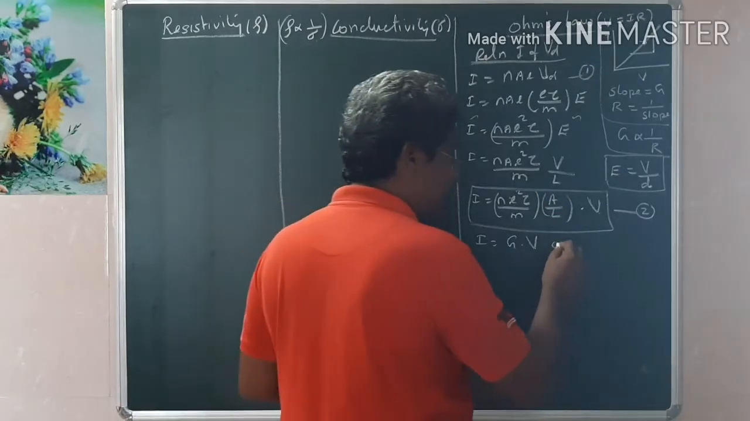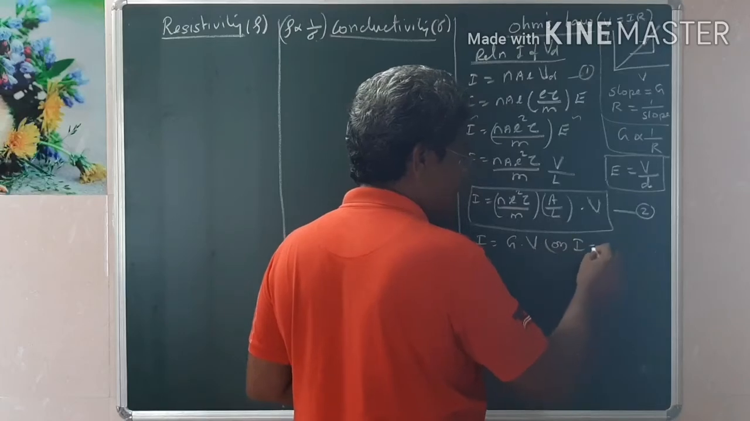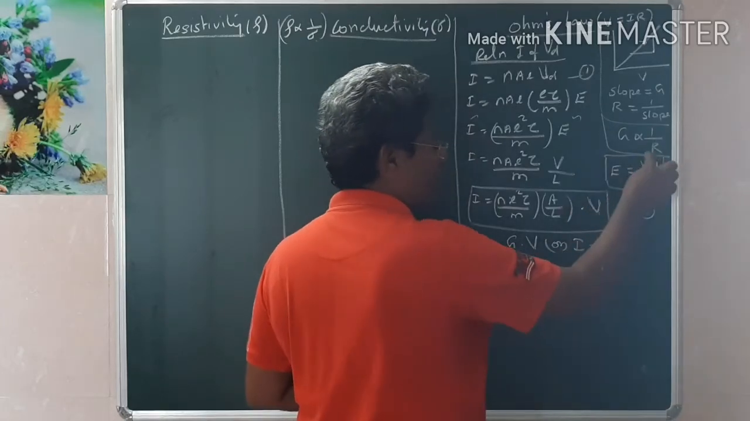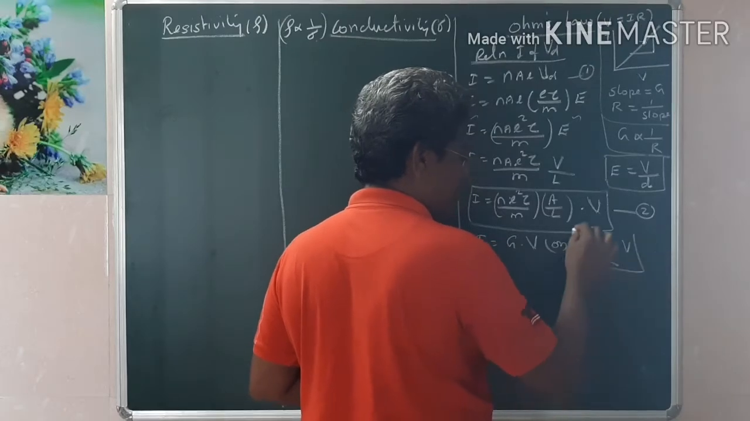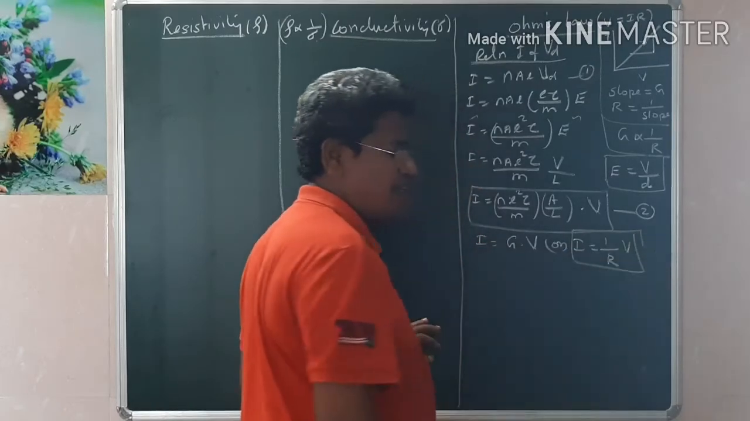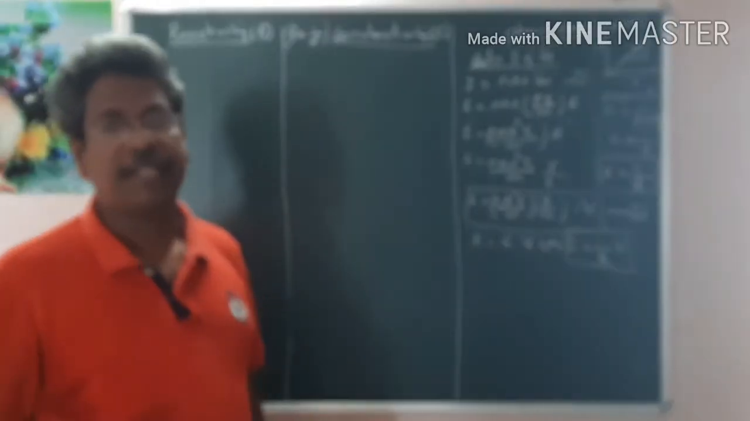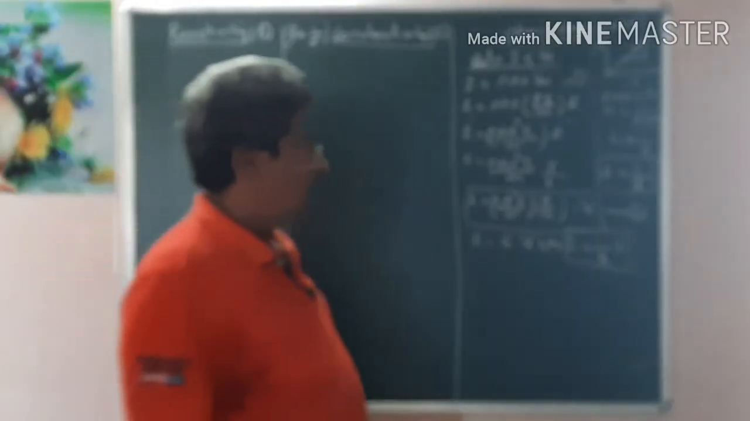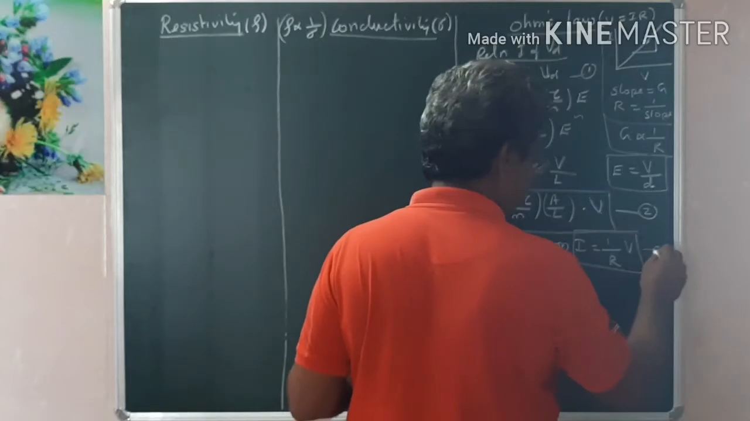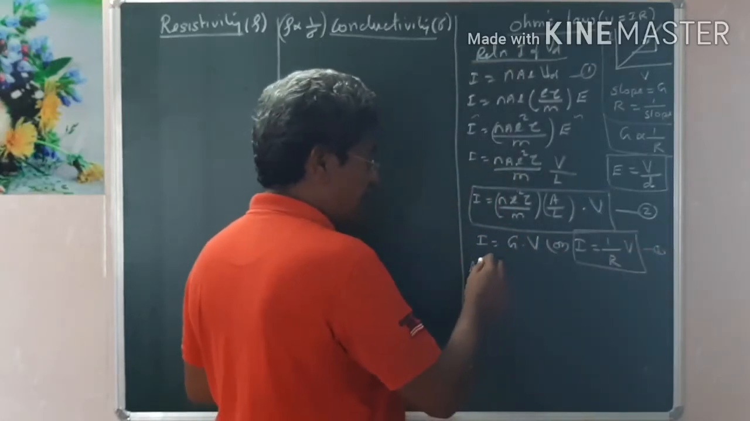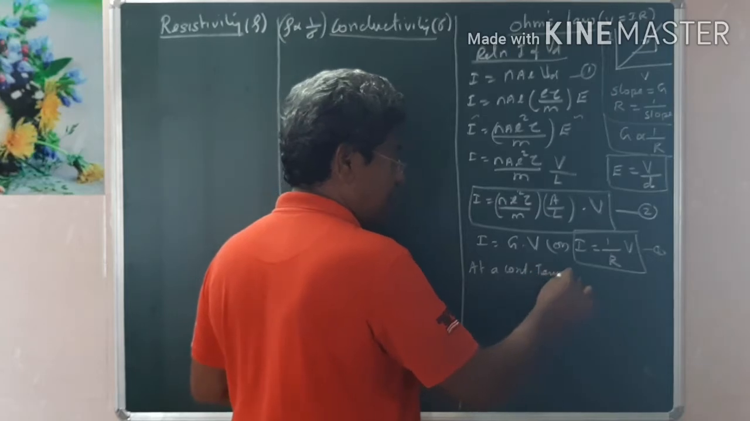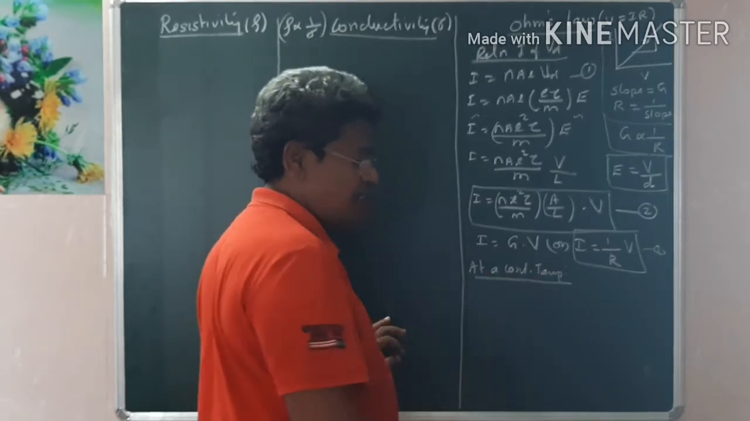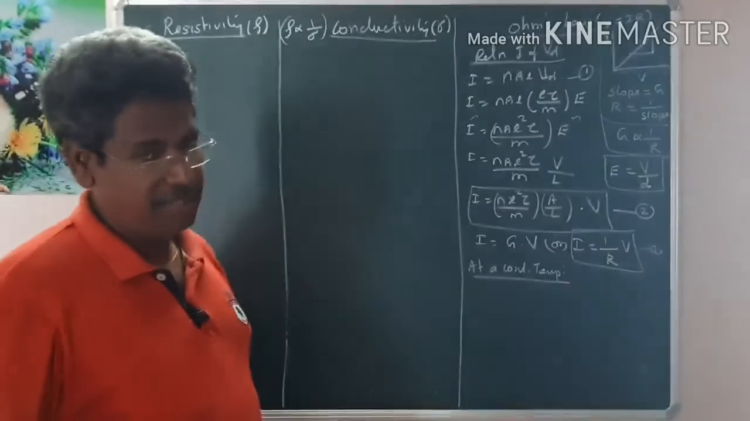Or again this could be written as I is equal to, since conductance is nothing but 1 by resistance, 1 by R into V. Ohm introduced a new term called R, where R is called the resistance of a conductor. Therefore based on this equation 3, we can write that at a constant temperature. At a constant temperature is very important. Why the constant temperature? That we are going to discuss in the next classes.